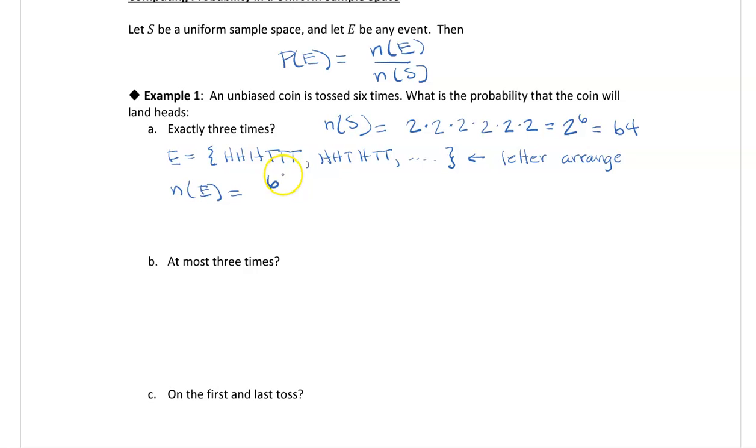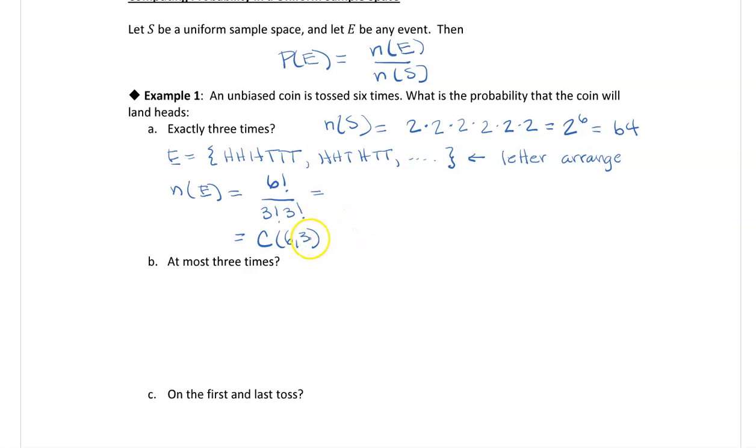So we have 6 factorial ways of arranging the letters if they were all distinguishable, but they're not all distinguishable, so we've got to divide by 3 factorial to account for the number of ways that the H's can be arranged, and 3 factorial to account for the number of ways that the T's can be arranged. Okay, so now I want to point out too that this is exactly the same as 6 choose 3.